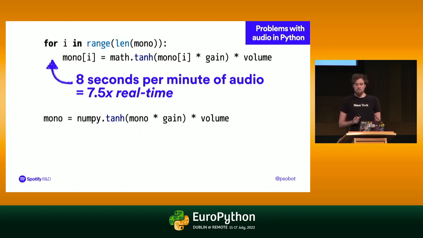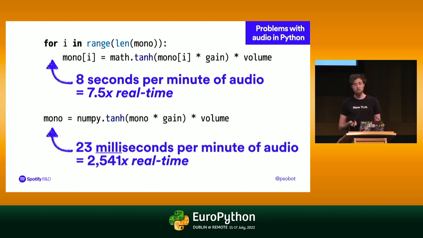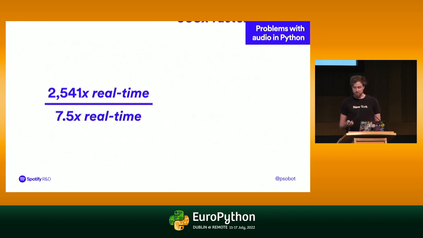But this code at the bottom runs a little bit faster. And when I say a little bit faster, I mean it takes only about 23 milliseconds per minute of audio. That's a great gasp. I'm glad that happened. Yeah, 23 milliseconds per minute of audio. So that's a little bit faster than the old code was. In fact, if we do a bit of math here and divide these two, it's about 338 times faster to use a library here instead of manually iterating over the samples.